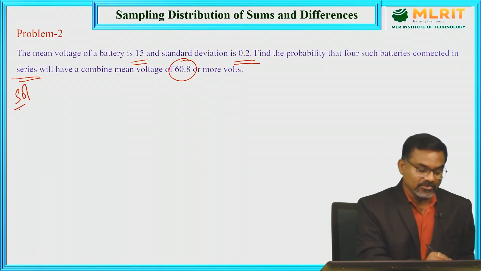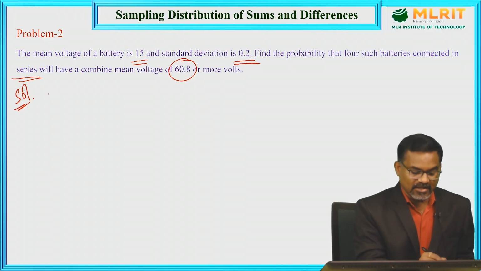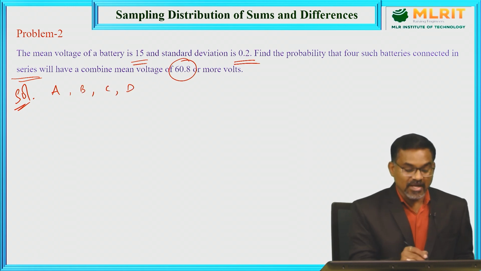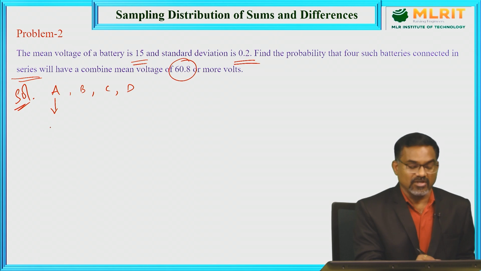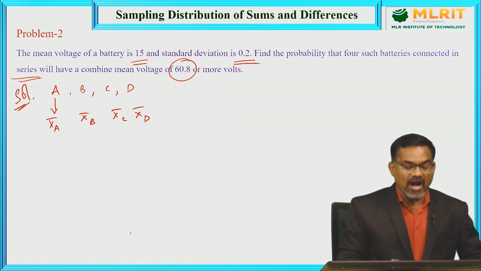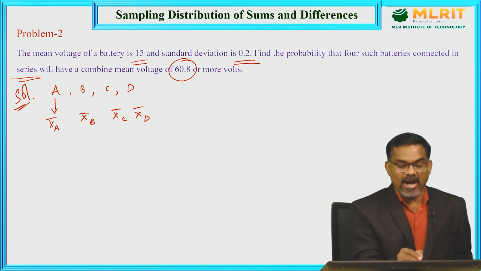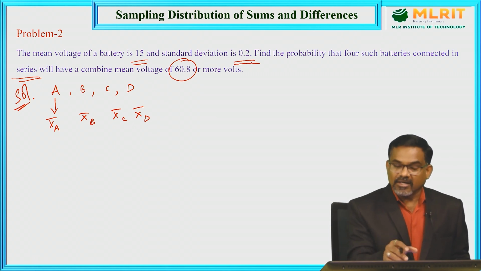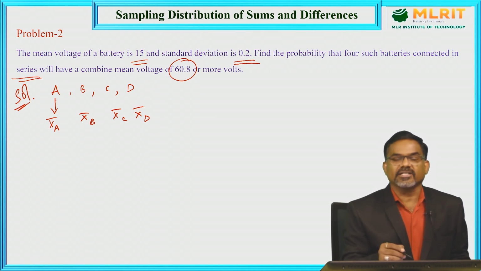Now coming to the solution. Let us consider 4 batteries of different brands, for example A, B, C, D, and let us denote the mean voltage of these batteries x bar suffix A, x bar suffix B, x bar suffix C and x bar suffix D, and the mean voltage of a battery is 15 and standard deviation is 0.4, and 4 such batteries are connected in a series.